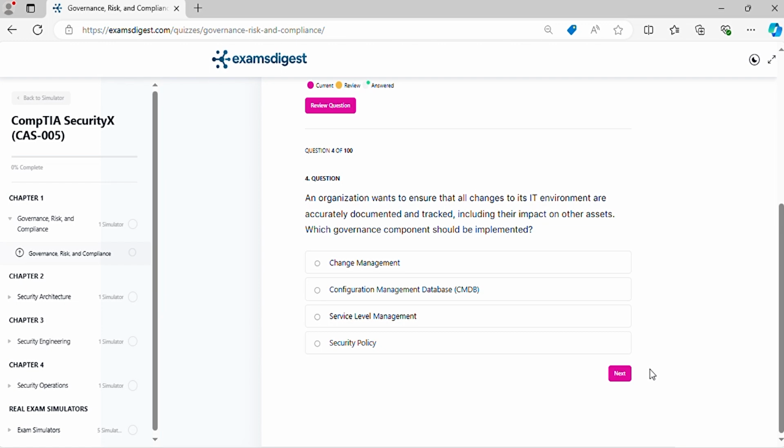Question 4. An organization wants to ensure that all changes to its IT environment are accurately documented and tracked, including their impact on other assets. Which governance component should be implemented?